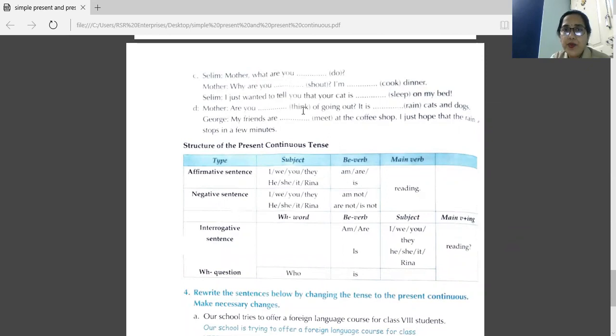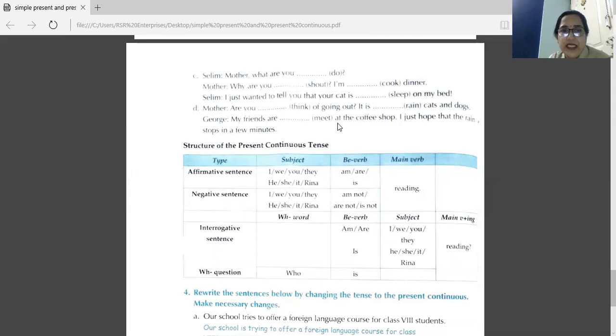Are you thinking? Are is already there, so we'll write the ing form of think: thinking of going out. It is raining cats and dogs. My friends are meeting at the coffee shop. I just hope that the rain stops in a few minutes. So that was your exercise.